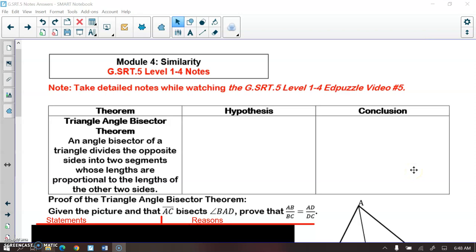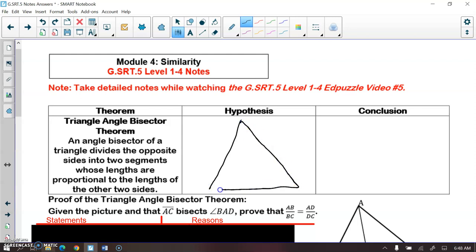All right, so now we're going to learn another theorem about similar triangles. It's called the triangle angle bisector theorem. What this theorem states is that if we have a triangle, and I'm going to call that triangle ABC, and we have in that triangle an angle bisector, so that means that this angle is congruent to this angle here.